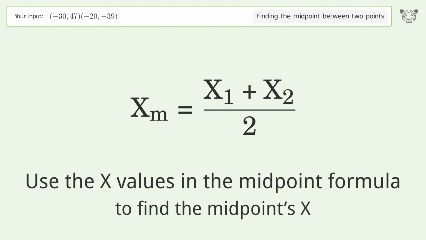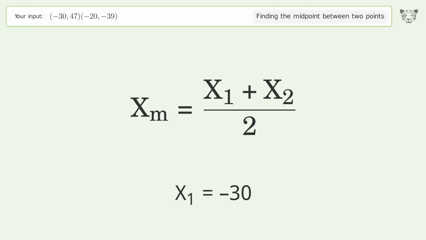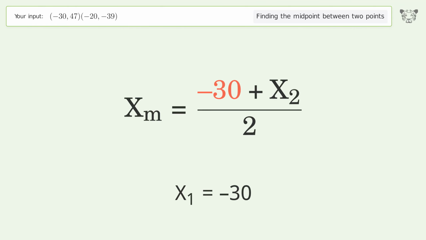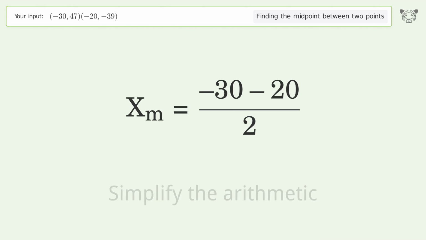Use the x values in the midpoint formula to find the midpoint's x. x1 equals -30. x2 equals -20. Simplify the arithmetic.